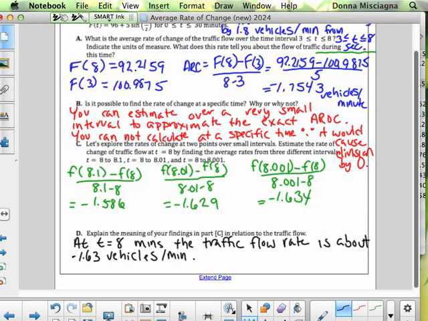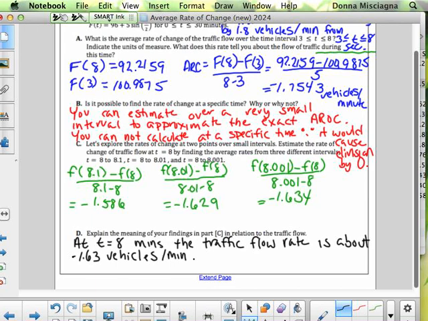Because I'm looking at 8. I want to know what it is at t equals 8, but I can't use 8. I have to use 2 numbers that aren't 8, otherwise I have 0 in a denominator. So I used 2 numbers that are close, 8.001 and 8. So you can drop that to 2 decimal places and drop off that last one because we are approximating here. And I have the negative in here because I'm just stating the value along with its units.